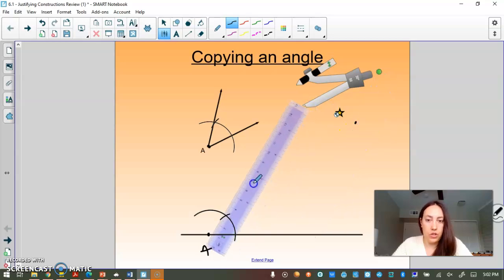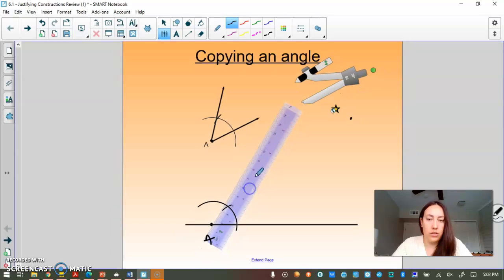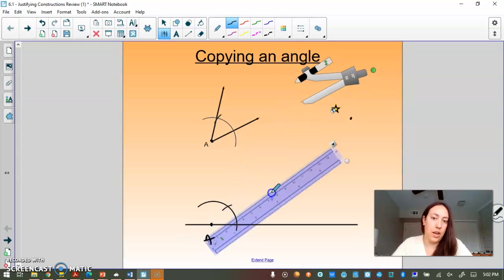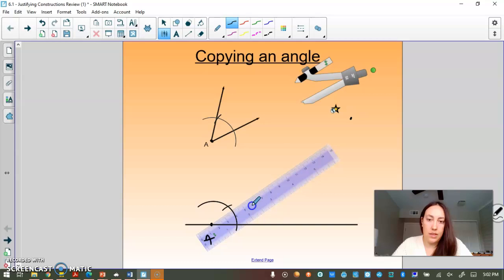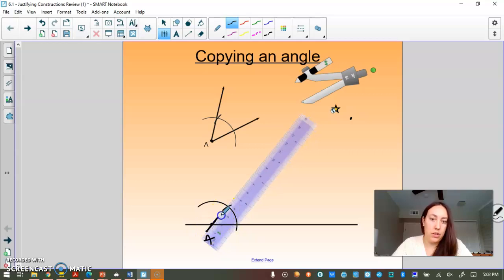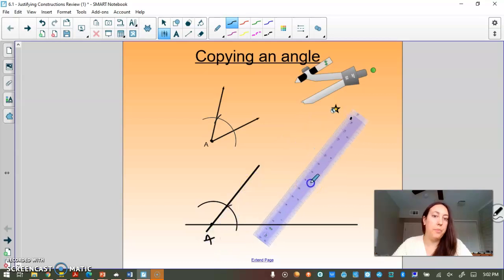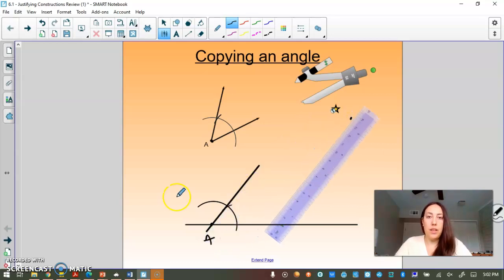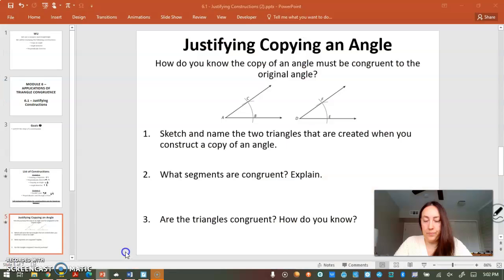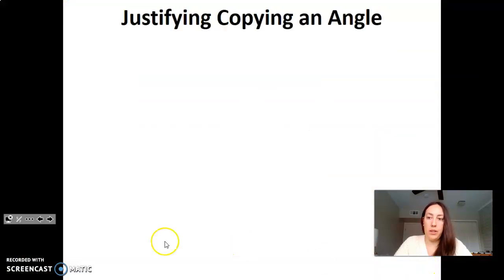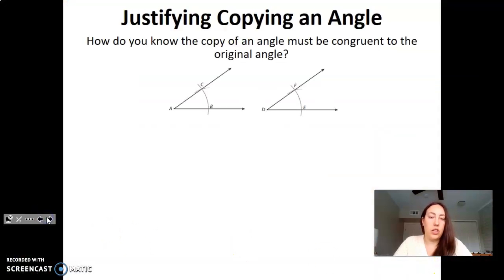And then you guys can use your straight edge, line it up, and then you can draw your new angle. This straight edge is a little bit more difficult to line up than yours, but there you go. So those were the steps to the copying an angle construction. So let's talk about that one a little bit. So here's the construction I just did.